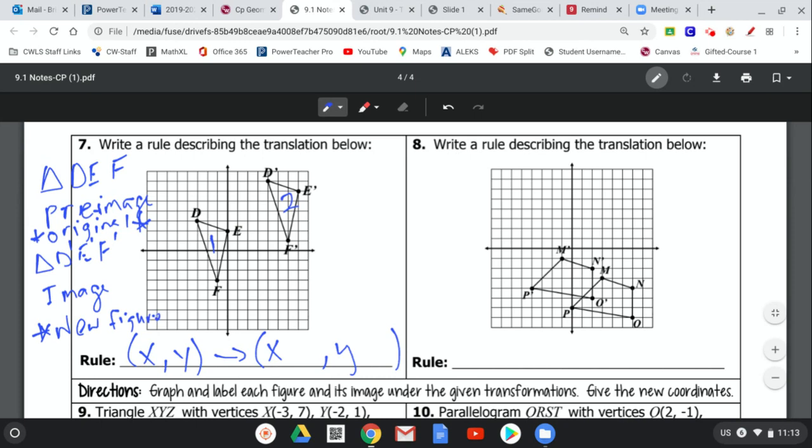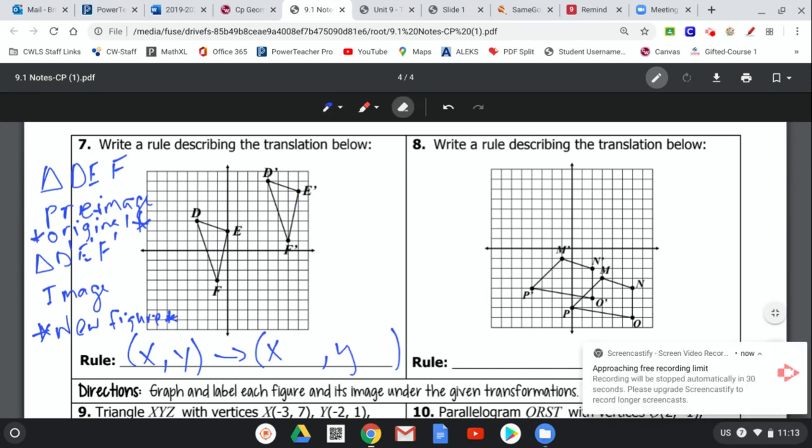So you have to make sure you know where you're starting. Otherwise, you will have the wrong translation rule. So we are starting with this figure, okay? I think start with the one that has less writing on it. Start with the one that's just DEF, okay? That's the original. D prime, E prime, F prime is just a copy of that. It's formed by some transformation. So for this, we're running out of time, so we will finish this one up on the next video, okay, guys, on the next video.